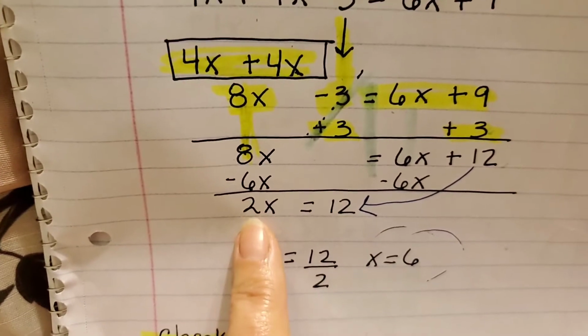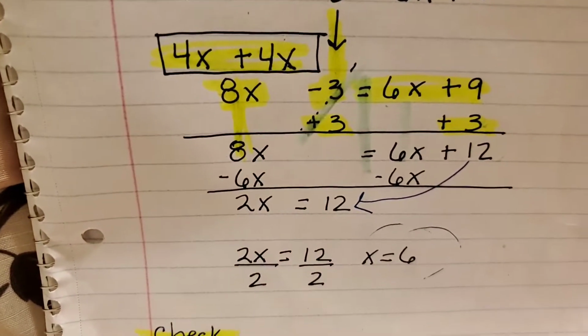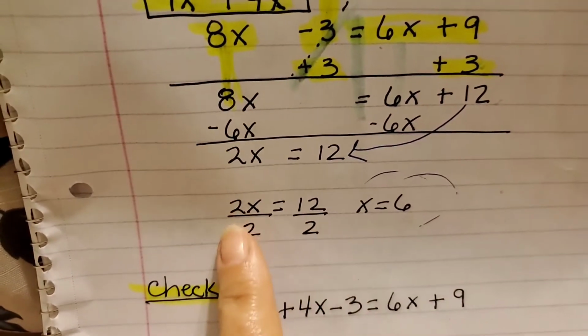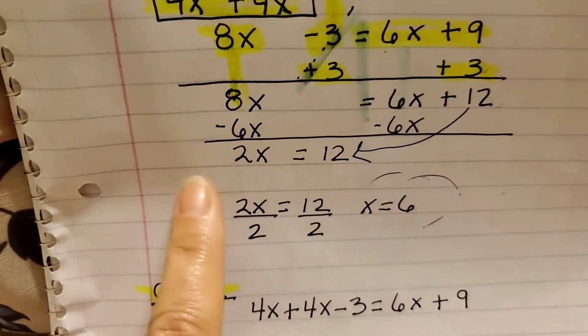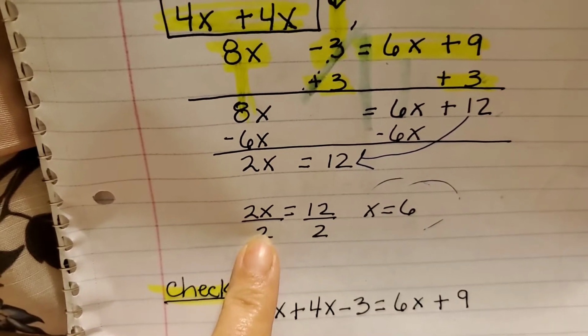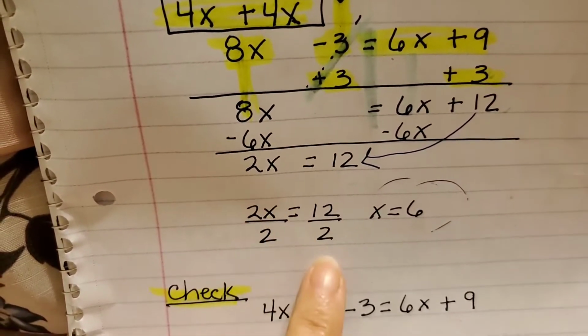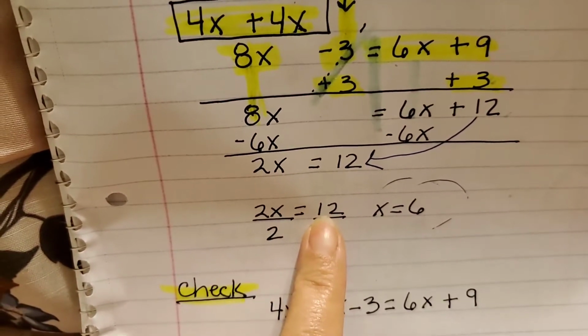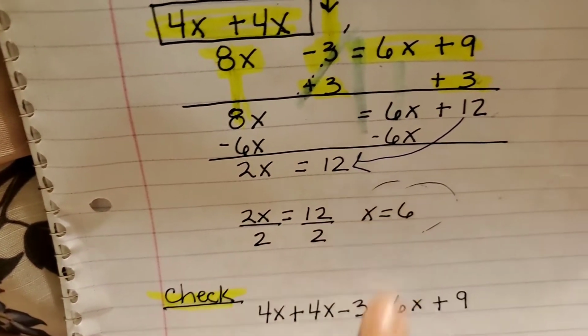So the opposite of multiplication is division. So I have to divide both sides by 2. When I do that, these 2's cancel out, and I get x equals 12 over 2. 2 goes into 12 6 times, so x equals 6.